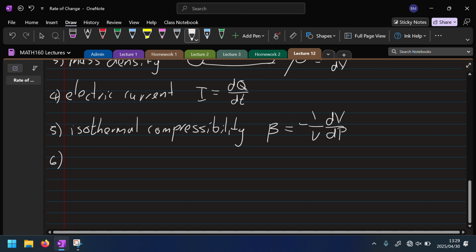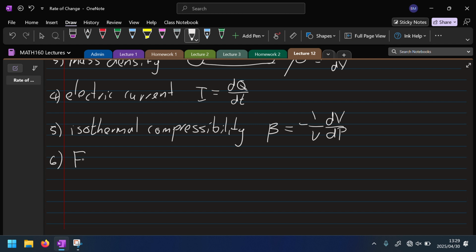Okay, and number 6, last example, forces and potentials.